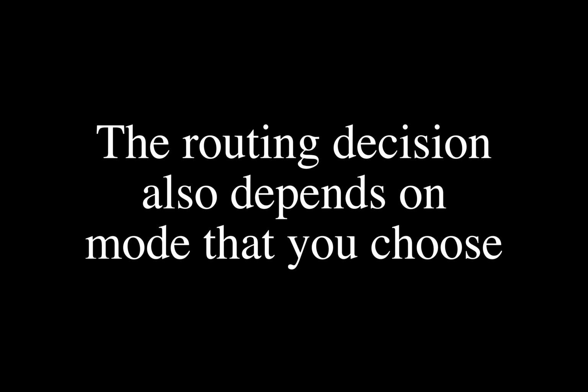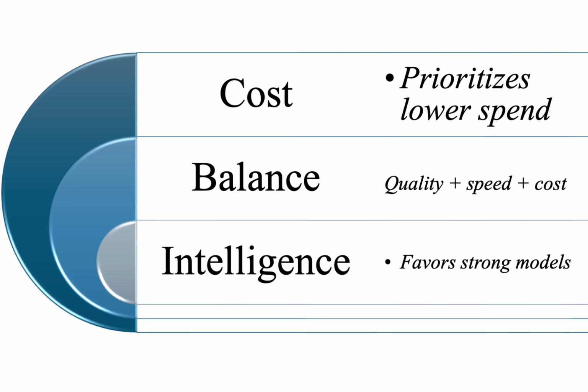Cursor currently exposes three modes: cost, balance, and intelligence. Cost prioritizes reducing token spend. Balance considers intelligence, speed, and cost. It's the middle ground for everyday development. Intelligence favors more capable models for difficult multi-step work.